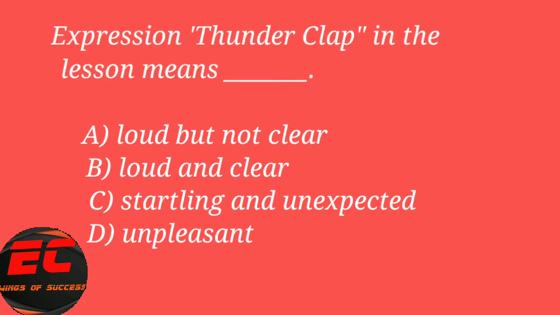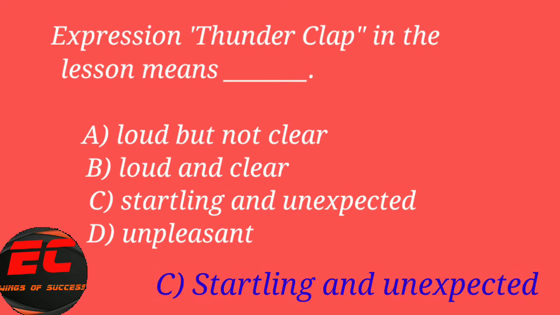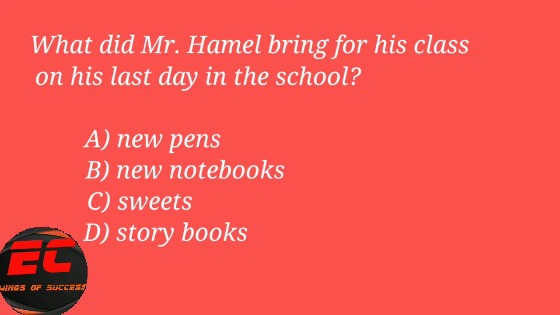Next, expression thunderclap in the lesson means A, loud but not clear. B, loud and clear. C, startling and unexpected. D, unpleasant. So the correct option is option C, startling and unexpected.